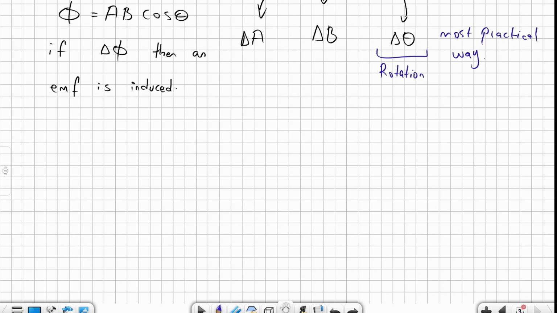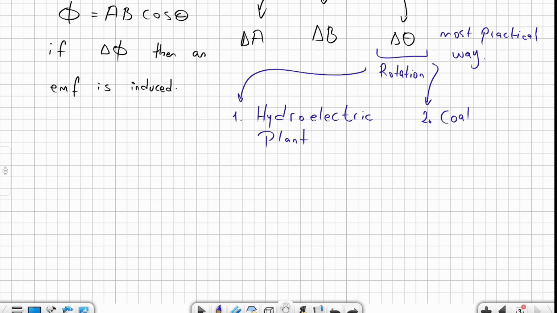We have two systems that are explained in our book that produce electricity. The first one is called the hydroelectric power plant, and the second one is called the coal or natural gas power plant. We have more systems, but we are only talking about these two in our book.